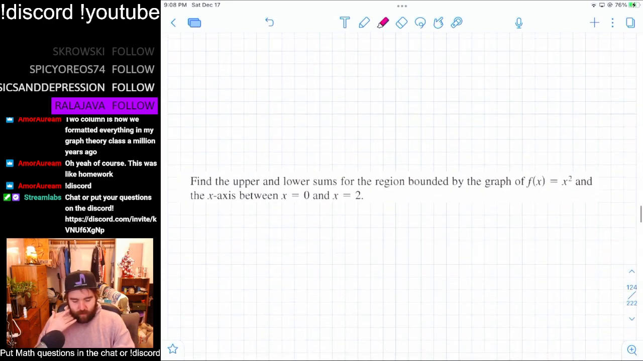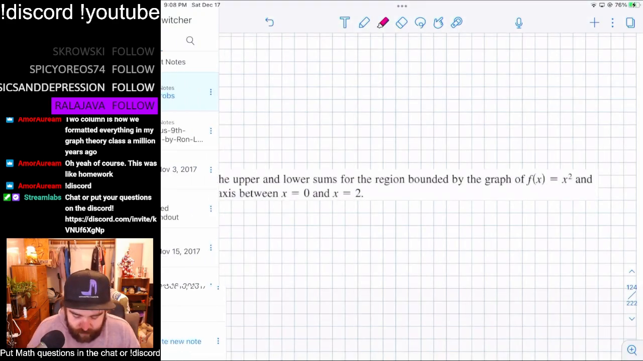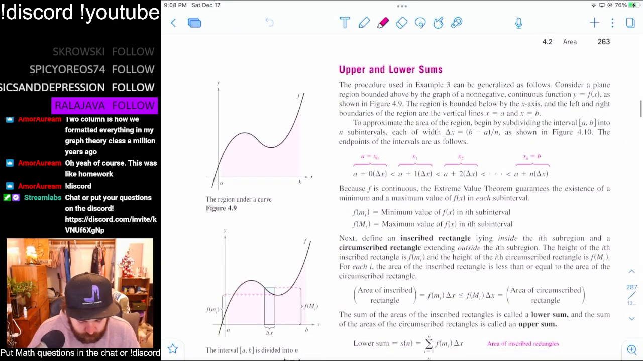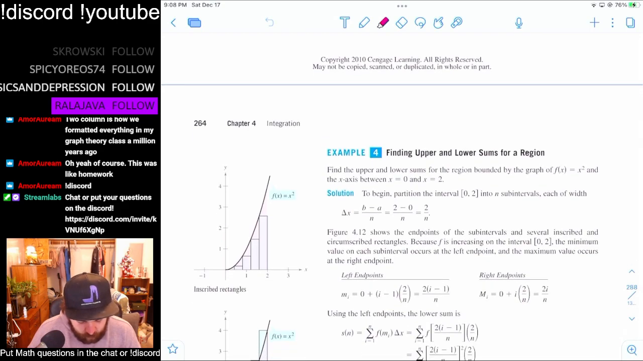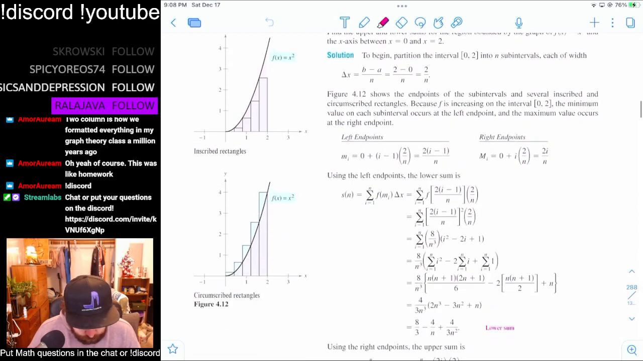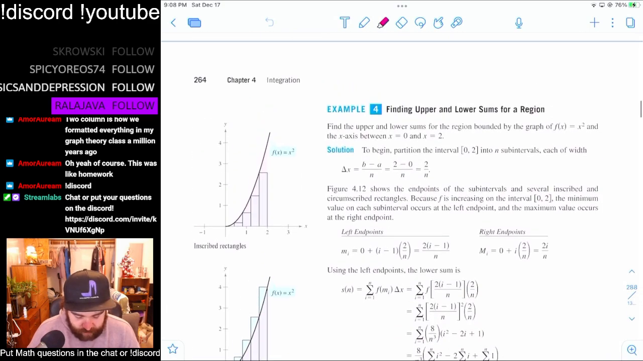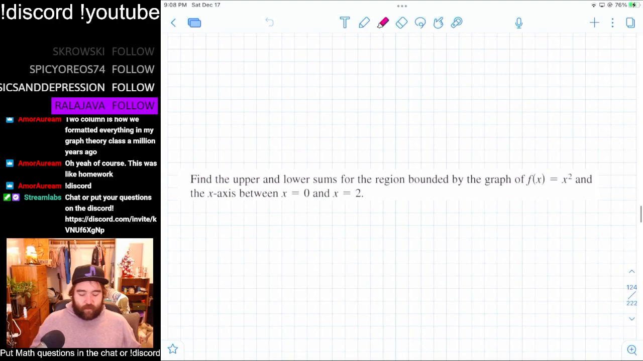Cool. So the next one, we're doing something similar. Find the upper and lower sums for the region bounded by the graph x squared with the x-axis between x equals 0 and x equals 2. This is weird because they don't tell us how many rectangles to use. We're supposed to find it within rectangles. Okay, this is fun. This is a lot then.